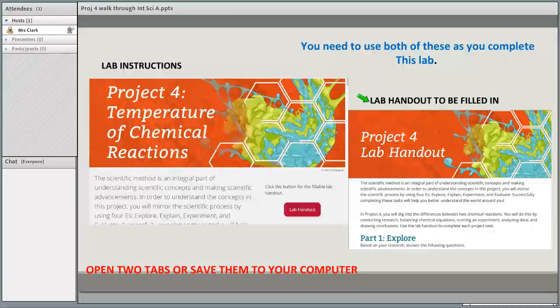Now your teacher may have also included a Word document that is exactly the same as the lab handout that you have in your class, but it may be easier to fill in and work with it. So either way, use the one that you get through the lab handout button, or use the Word document one that is provided for you. It is good to have either two tabs or to save them to your computer so that you can read the directions and instructions as you fill out the lab. And I'll show you as we move through why that's important.